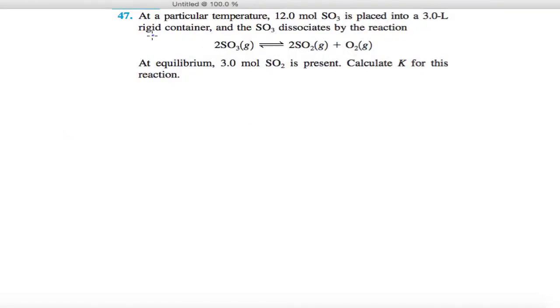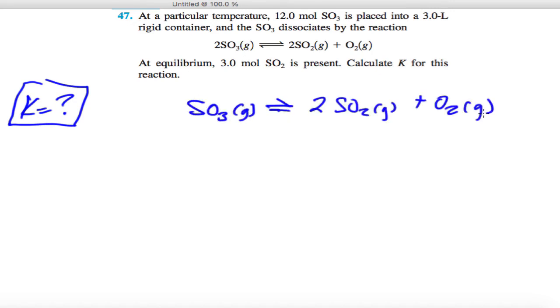In this example, what we're going to do is try to find the value for K. So we need to look for K. So K equals is what we're looking for. Okay, so I identify what I'm looking for here. Now with the reaction here, I've got the sulfur trioxide, and that's a gas. Now what they're telling me here is they're giving me, at a particular temperature, that's fine, it's not that important right now, that I start with 12 moles of the sulfur trioxide. So that is the initial amount. That's how much I'm starting with, and it's put into a 3-liter container.